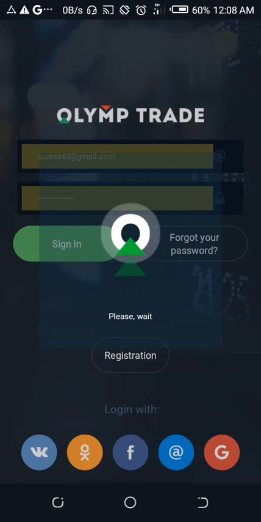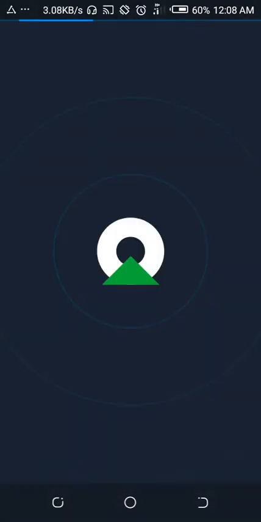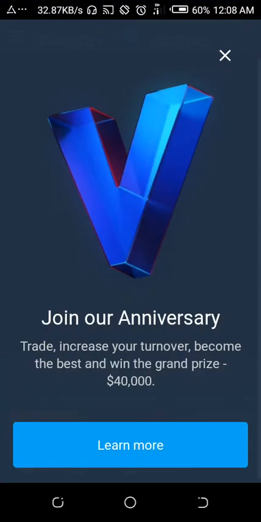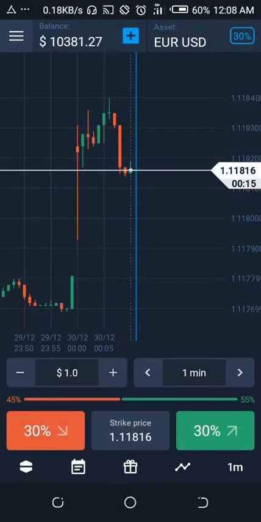Now I'm signing in. Don't forget, you don't need to download the app from the Google Play Store. After the registration, you can start using demo trading as a start before you switch to the real account. Now, let me just show you some settings before you get started on Trade.